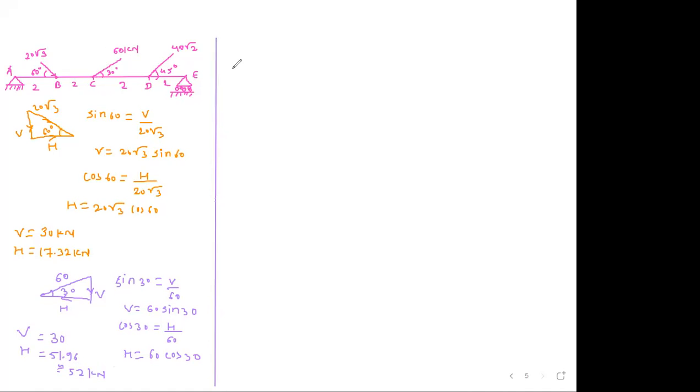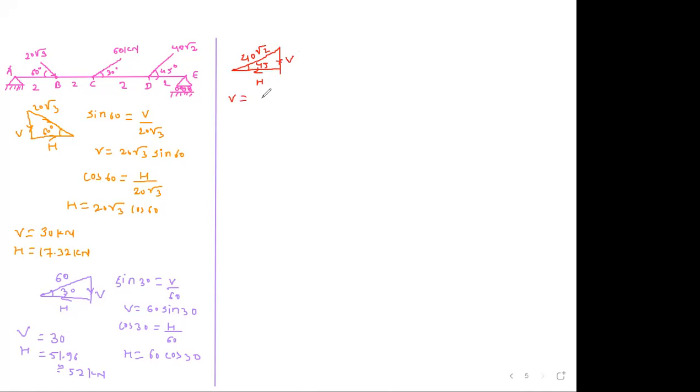So this is again likewise inclined, this is vertical and this is horizontal. Here the angle is 45 and the inclined force is 40 under root 2. I think sine 45 and cos 45 have the same value. So according to this we will write, suppose this is V, this is H.